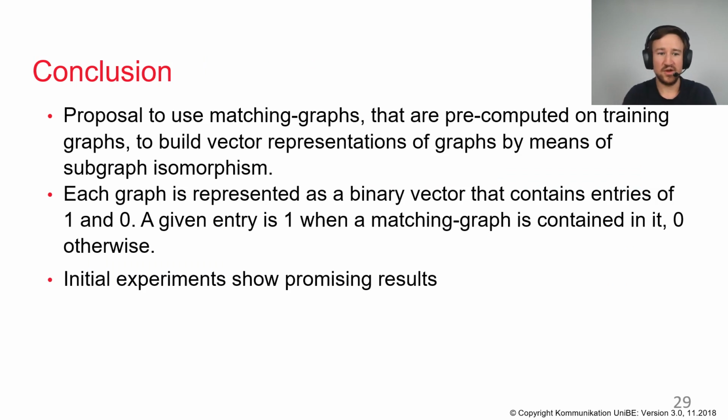So that's it already. Let's continue with the conclusion. Our idea was to use matching graphs that are pre-computed on training graphs to then build vector representations of graphs by means of subgraph isomorphism. Each graph is represented as a binary vector that contains entries of ones and zeros. A given entry is 1 when a matching graph is contained in it, and 0 otherwise. And yeah, initial experiments show quite promising results.